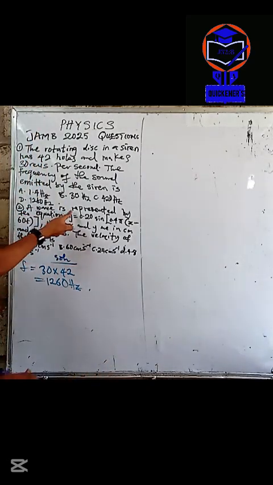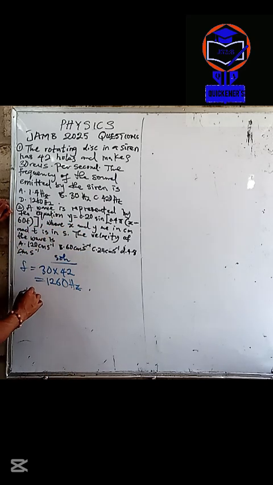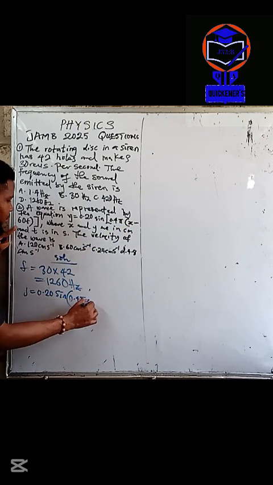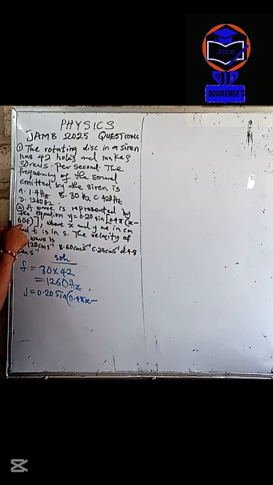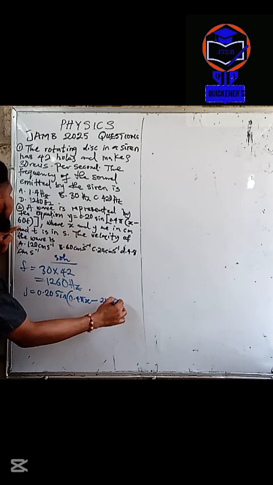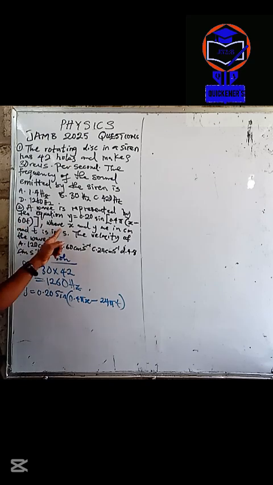Now, it says if a wave is represented by the equation y equal to 0.20 sine 0.4 pi, and use this to expand the bracket. So 0.4 pi x minus 0.4 times 60. 0.4 times 60, that's 24, right? 24 pi t. Where x and y are in centimeters, and t is in seconds, the velocity of the wave.